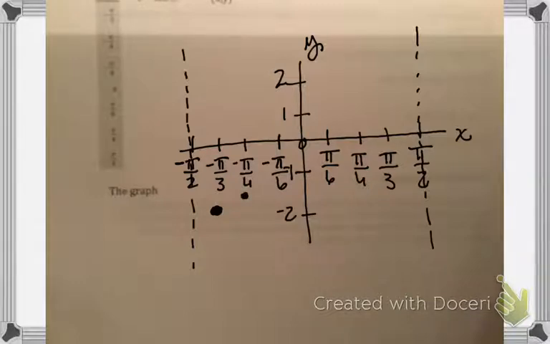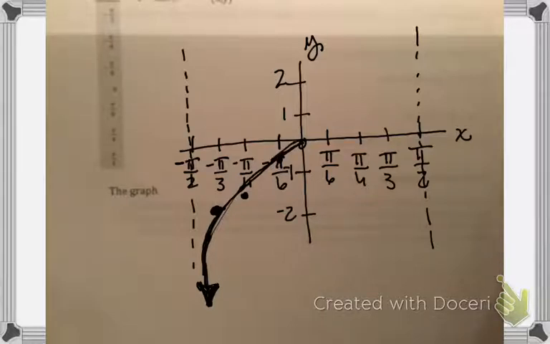And then for negative pi over 6, I got negative half around in there. Okay, so right now what's happening here is your graph is doing this. It's actually approaching that asymptote, but it's not touching it. Okay, so let's draw the rest of it.